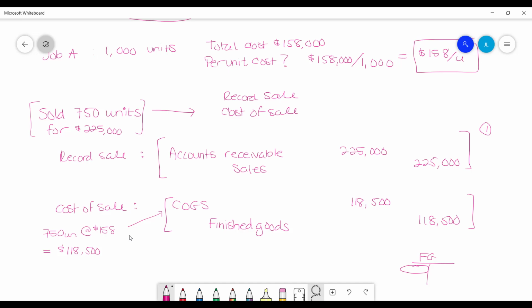Okay, so that was overall a little bit of a look at the different cost flows and how we journalize not only manufacturing costs, but non-manufacturing costs in a job order costing system.